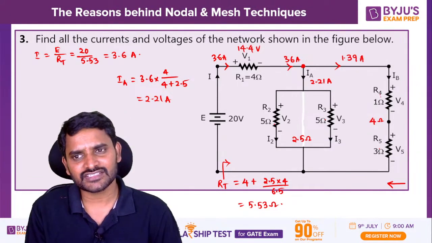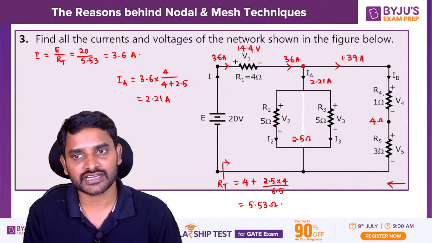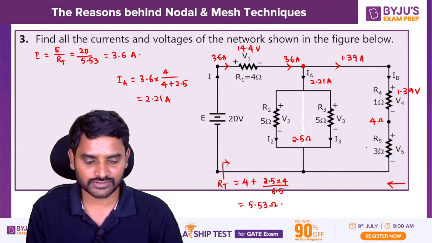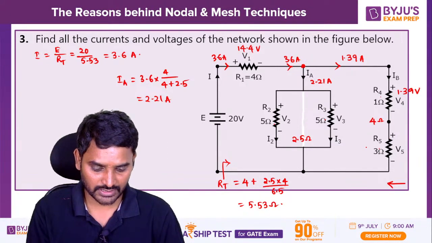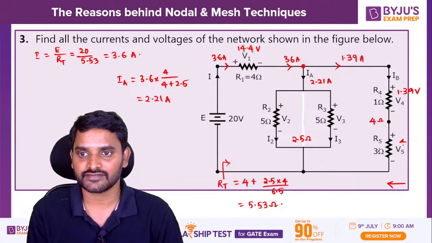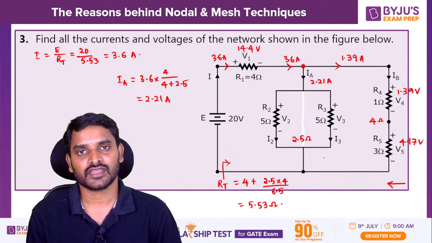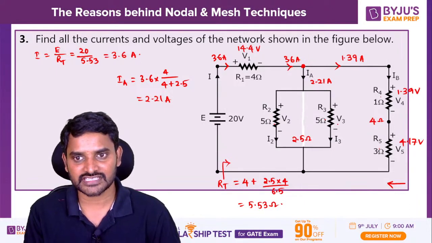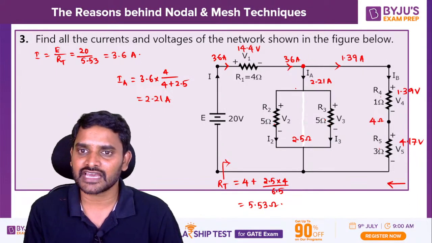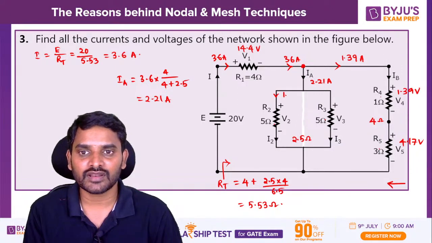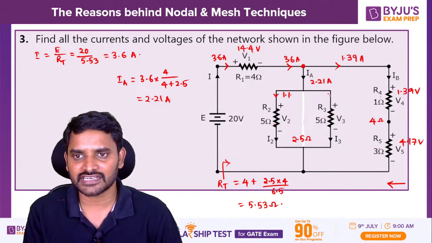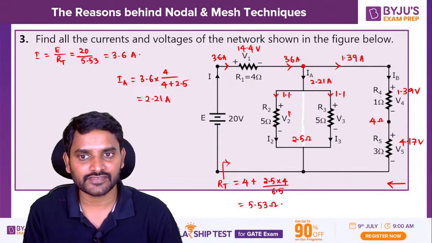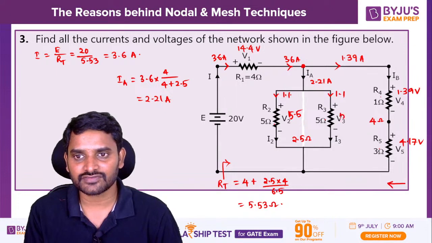Once you get these currents, use current into resistance and you will get the voltage. So V4 will be 1.39 into 3, which is 4.17. V5 will be 4.17. If you want the current flowing through this 5 ohm resistance, as the resistors are equal, the current will be divided equally. So it will be 1.10, or let us take it as approximately 1.1. So 1.1 into 5 is 5.5. And similarly here also 5.5.